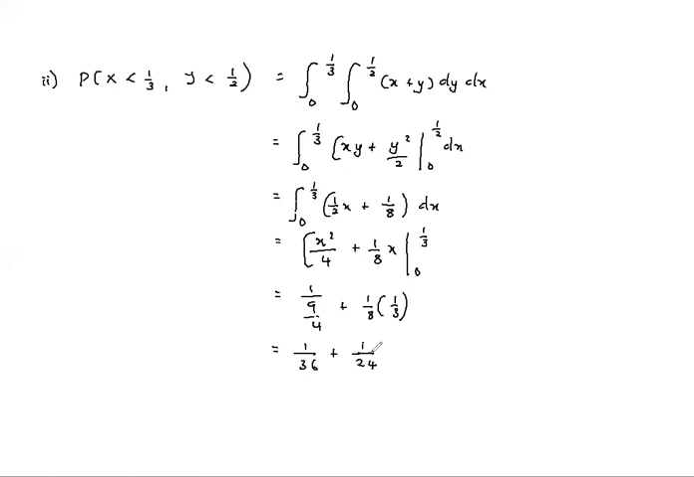And so these must give us, the common denominator should be 72. 36 goes in 72 twice. So we have 2 plus 24 goes in 72 3 times. So we have 3, so that we get 5 over 72, as required.